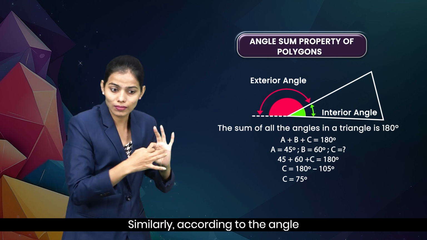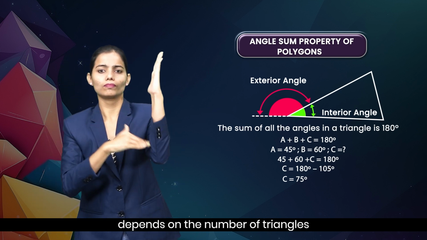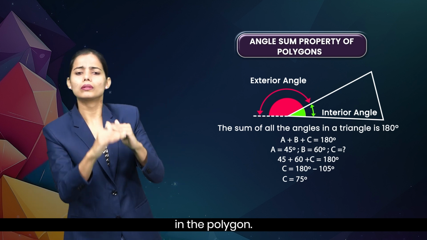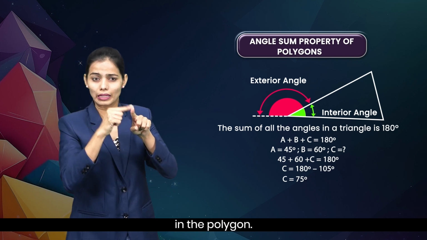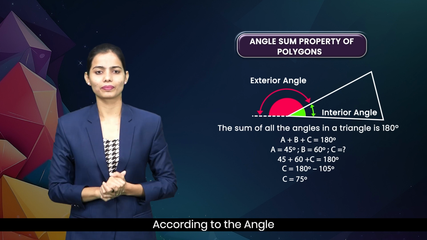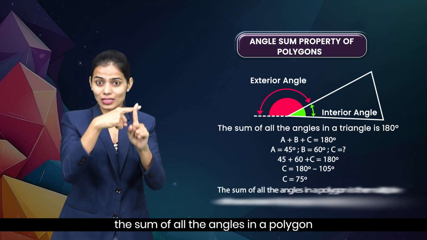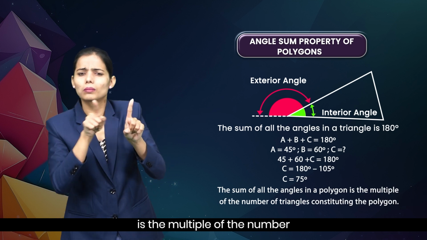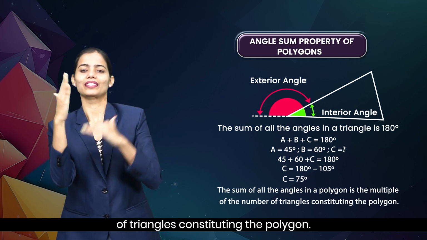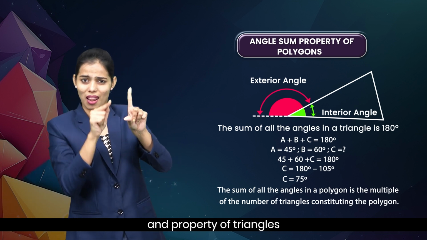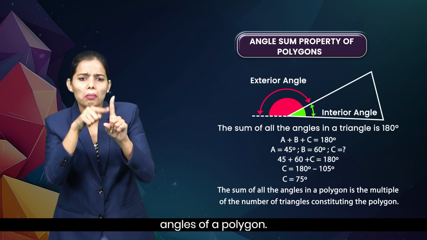Similarly, according to the angle sum property of a polygon, the sum of angles depends on the number of triangles in the polygon. According to the angle sum property of polygons, the sum of all the angles in a polygon is the multiple of the number of triangles constituting the polygon. We use the angle sum property of triangles while calculating the unknown angles of a polygon.